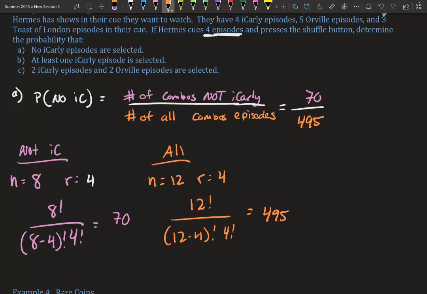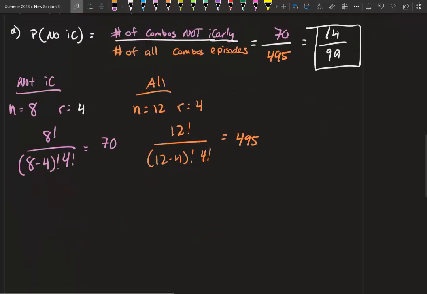Because these both end in 0 and 5, you can actually divide by 5. When you divide by 5, we're left with 14 over 99, and you cannot go further from there. That's simplified. That's about 14 and a half, almost 15%.